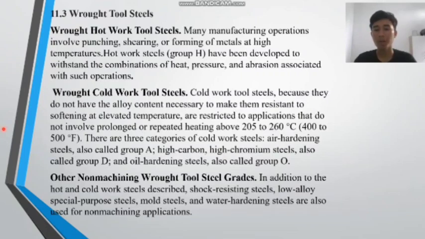Other non-machining work tool steel grades, in addition to the hot and cold work steels described: shock resisting steels, low alloy special purpose steels, mold steels, and water hardening steels are also used for non-machining applications. Next.